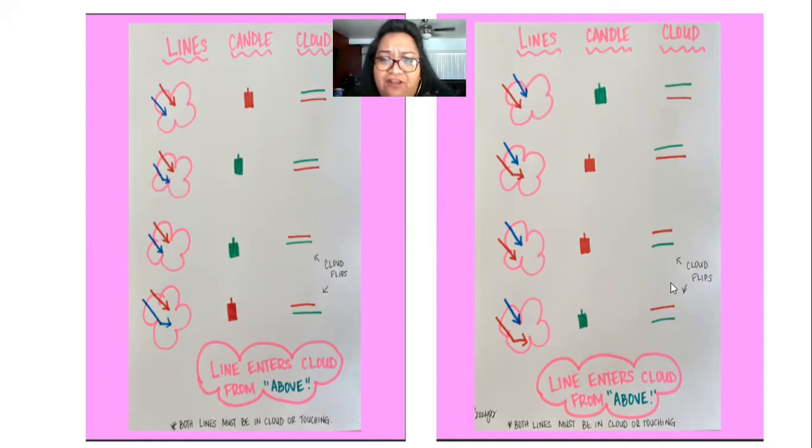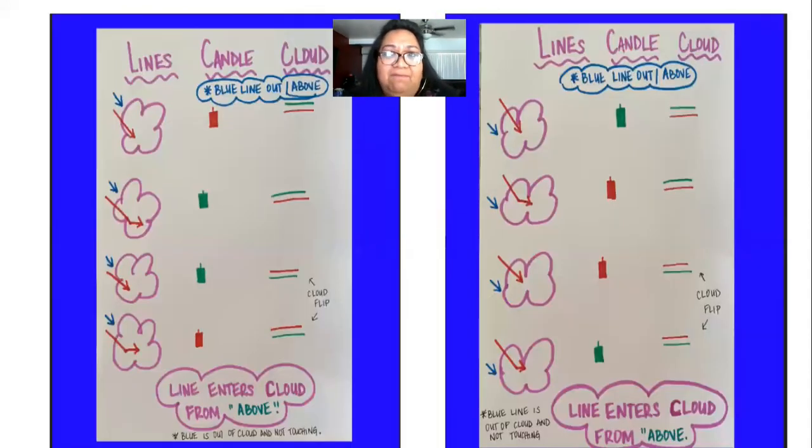But watch when your cloud flips. All right, you all, watch it when it flips and when it goes to the right. These are your lines that are entering into the cloud. Red and blue is in. All right. Now we have the blue line.